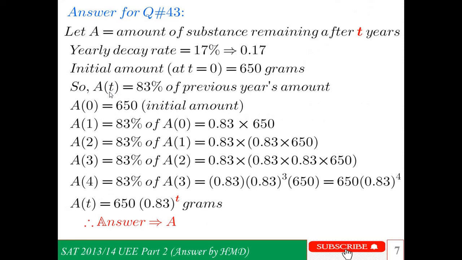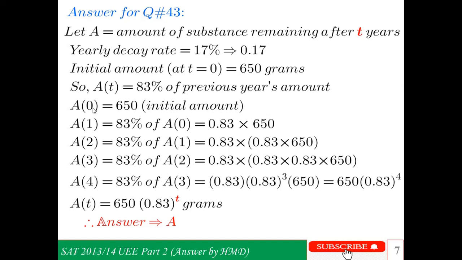So A of t, which means h of t, is equal to 83% of the previous year's amount. At any time t, A of t, or the amount of substance remaining, is going to be 83% of the previous year's amount, because 17% of the substance has been reduced or deducted. You see, deduction or decay implies a decrease in amount. If in each year 17% of the previous year is reduced, then the remaining amount is going to be 83% of the previous year's amount, right?